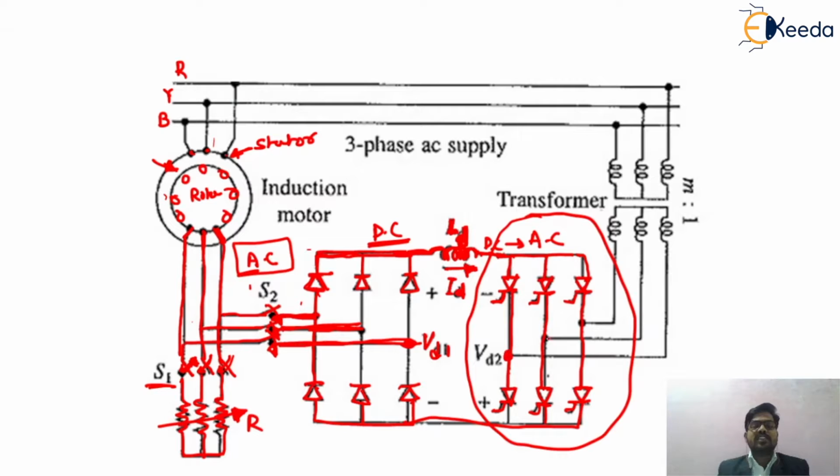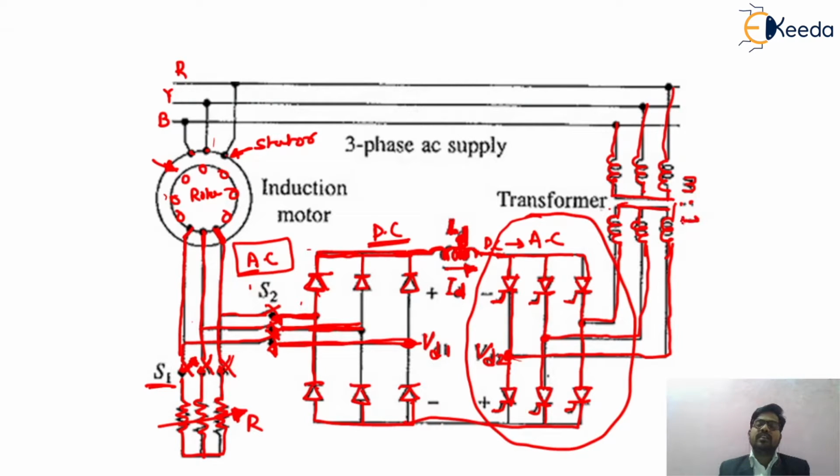And the voltage across this converter circuit will be represented by VD2, where VD2 is the voltage across your three-phase inverter circuit. So friends, now this inverted power, that is the AC power, will be fed back to your source through one device. That device is called a transformer. The turns ratio of this transformer will be represented by m, so this is m to 1 ratio.